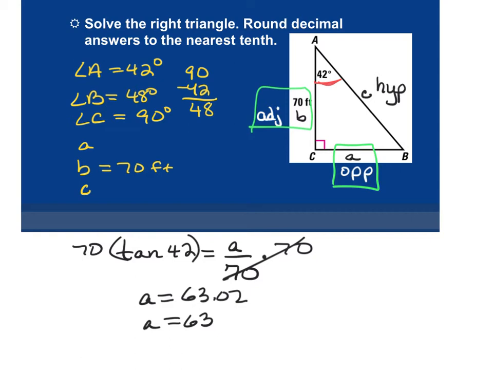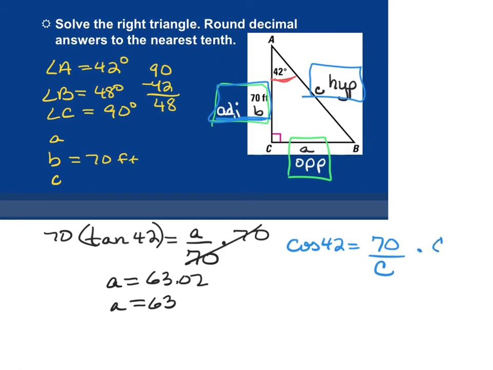Okay, so now to find the hypotenuse, I'm going to be doing cosine like she said, because C is the hypotenuse and the number that was given to me was adjacent. So the trig ratio that uses adjacent and hypotenuse is cosine. So I'm going to be doing cosine of 42 is equal to adjacent over hypotenuse. This time my variable's in the denominator. So I need to get that variable out of the bottom by multiplying both sides by C first.